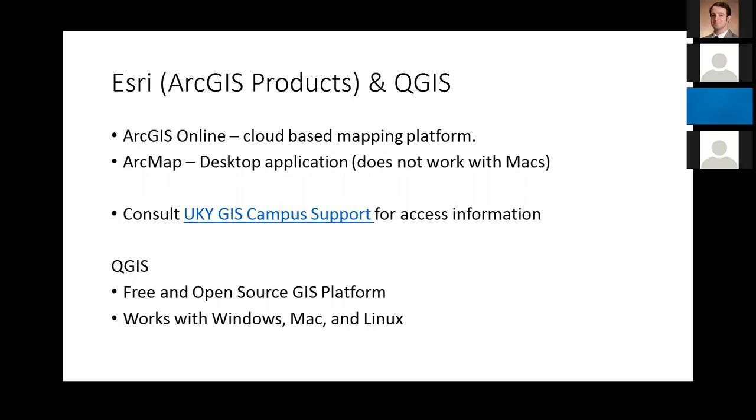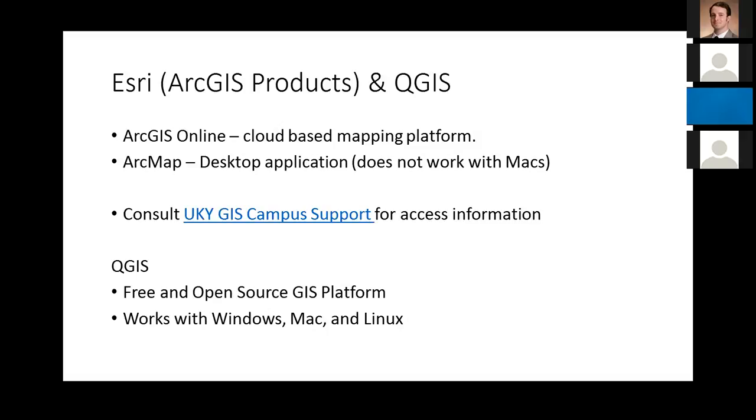But the first is Esri. So this is the big dog of map production, of map commercialization. They oversee the various ArcGIS products. There's different products that they produce, the two most common being ArcGIS Online, which is a cloud-based mapping platform, and then ArcMap, which is the desktop platform. And they both have different features, but this is the standard.